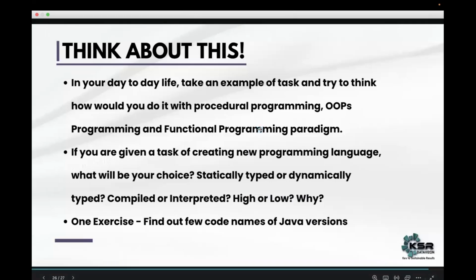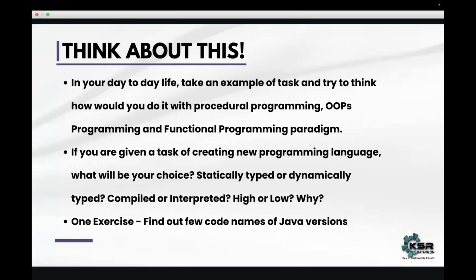Okay. Now let's think about a few things. Take any example of a task in your day-to-day life. You can think about this today also, like maybe eating. How will you program it with procedural programming, with step-by-step instructions? How will you use object-oriented programming, using objects to program your code? How will you do it in functional programming? Just take one example and try to do it. I have shown baking a cake, right? Can anyone think about this?